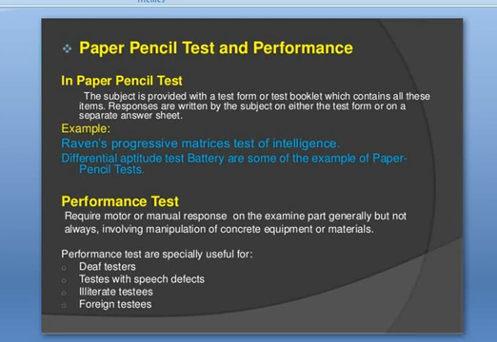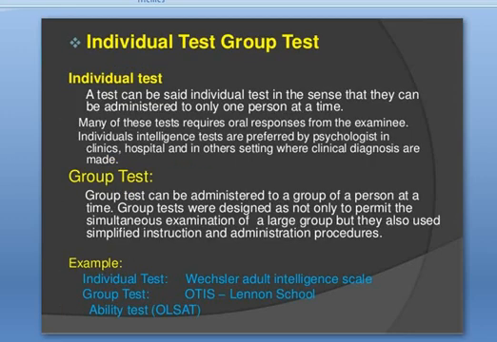Next is performance test. It requires motor or manual responses from the examinee. Performance tests require movement of objects from their respective places in a particular order, and generally but not always involve manipulation of concrete equipment or materials. Performance tests are especially useful for deaf testees, testees with speech defects, illiterate testees, and foreign testees. These are helpful.